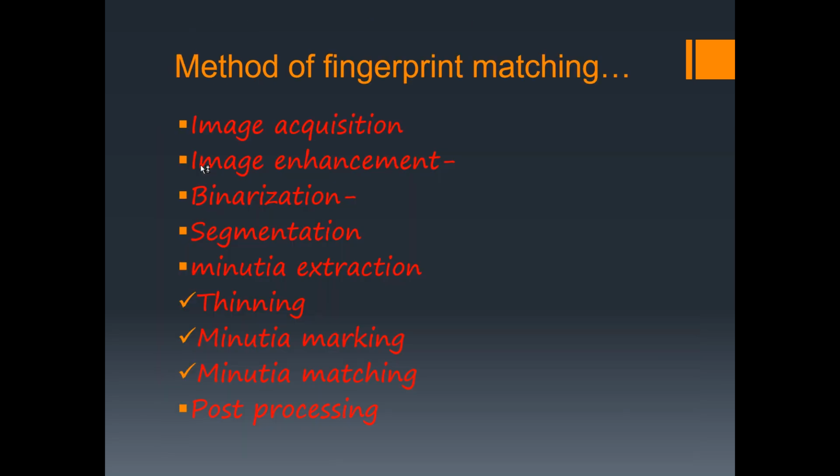What are the methods of fingerprint matching? The methods of fingerprint matching are image acquisition, image enhancement, binarization method, segmentation method, and minutiae extraction method. Under the minutiae extraction method, there is the thinning process, minutiae marking process and minutiae matching process, and lastly post processing.